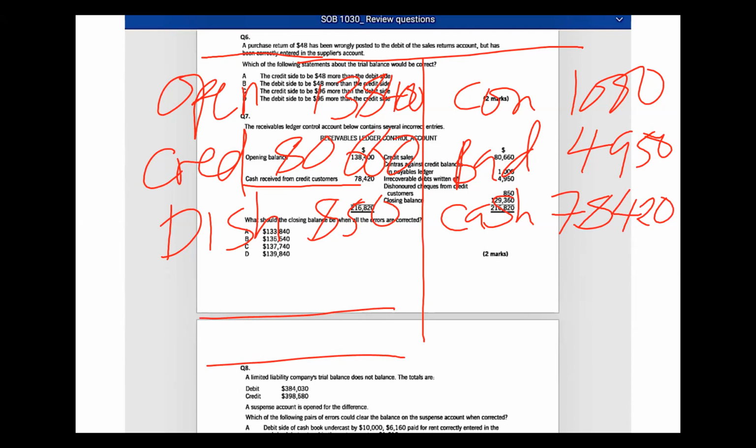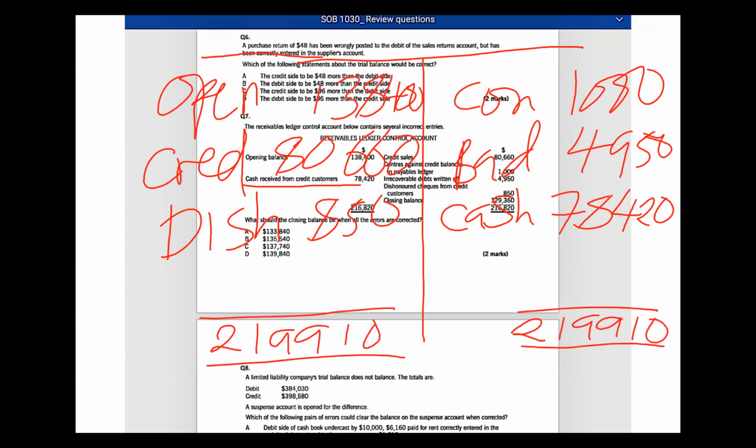This side, which one is the higher side? What are we finding? Is it still 219? What did you find? 219, 910. 219, 910. 910, yes. Then yes. Can you close up the account now?